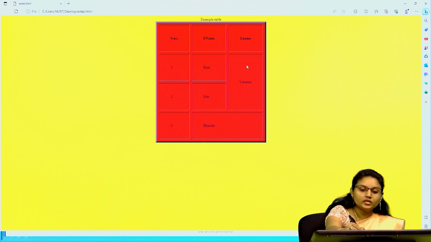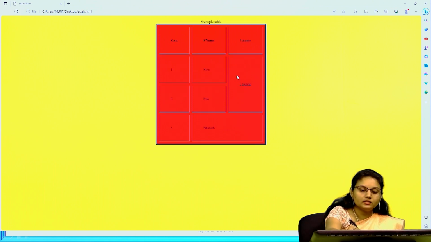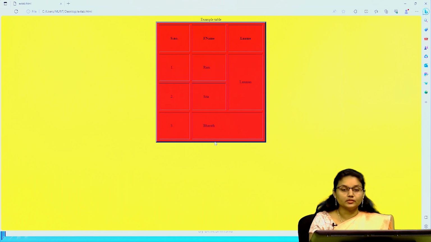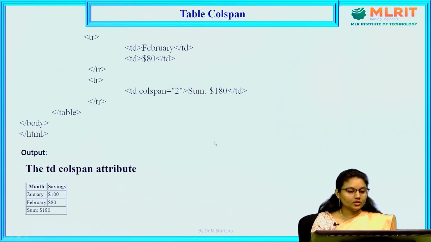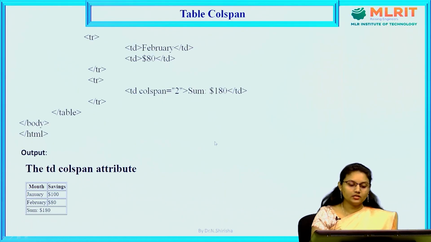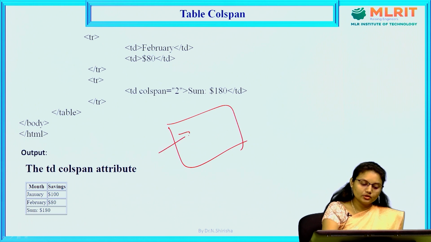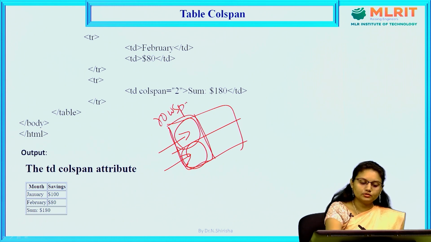So if you want to merge row wise this part, you are giving row span. If you want to merge this column and this column, then we are giving col span. Okay, that is the difference. Clear? So there's a difference between row span and col span. Let me tell you once again. If you are writing a table and if you want to merge this row and this row, 2 rows, then it will become one column. So here you have to use row span.